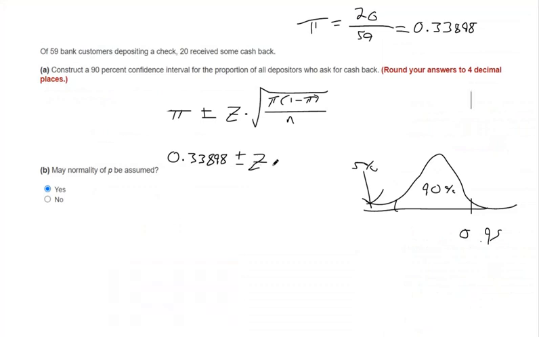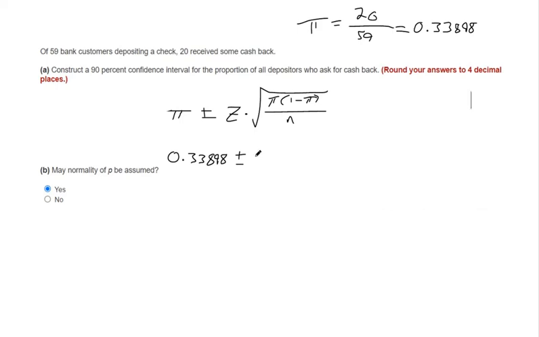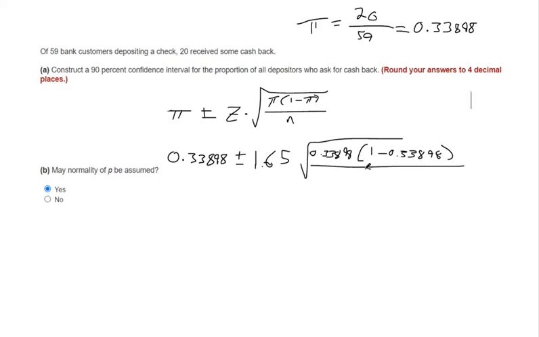And textbooks round here to 1.65. So I'll use 1.65 for that z-score. Sorry, I think I was saying 0.65. And then up here, that's 0.33898. Then it's 1 minus 0.33898. Then you divide that by the sample size, which is 59. That sample size is inside the square root, so watch out for that.